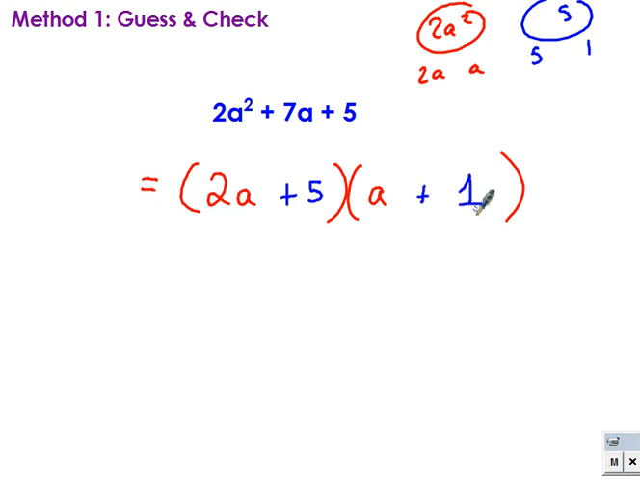And I'm going to multiply it out, just to check, I'll do a wee bit at the side. I'm going to have 2a squared plus 2a plus 5a plus 5. The bit we are concerned with is the middle terms. 2a add 5a is 7a, and that's what we wanted, so the job is done.